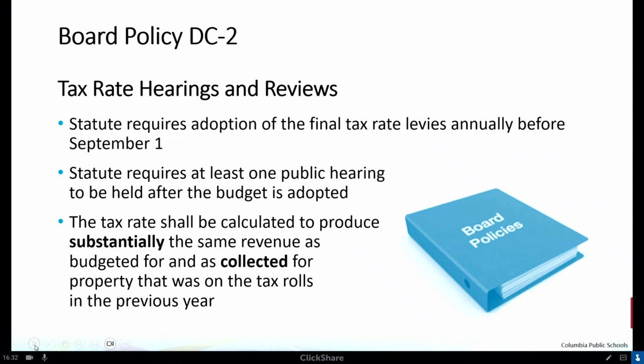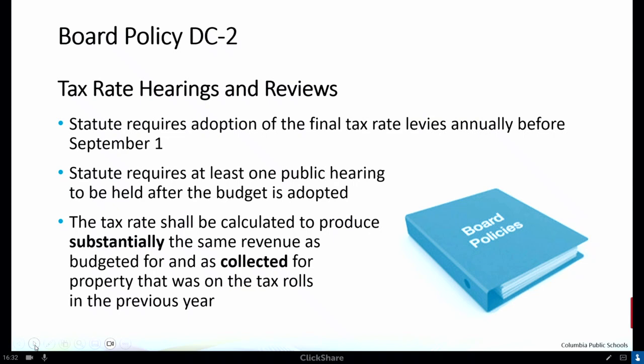We do have a board policy that governs our tax rate as well as state statute. The tax rate hearing and review statute requires the adoption of the final tax rate levy annually before September 1st each year, and statute requires at least 1 public hearing to be held after the budget is adopted. Our budget is adopted in June, and so our tax rate hearing will be next Thursday morning at 7:30 a.m. on the 22nd of August.